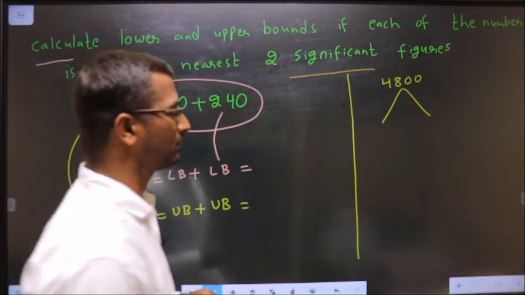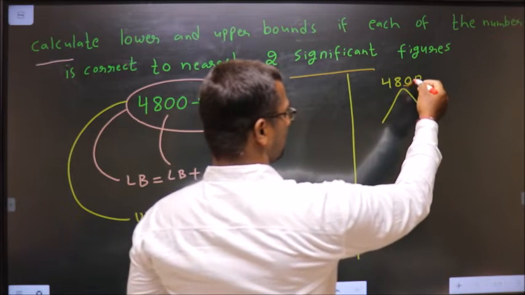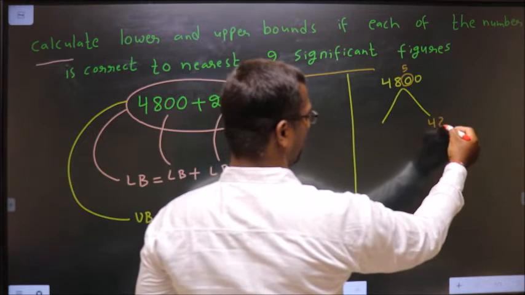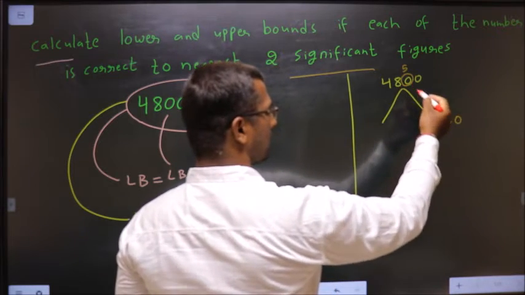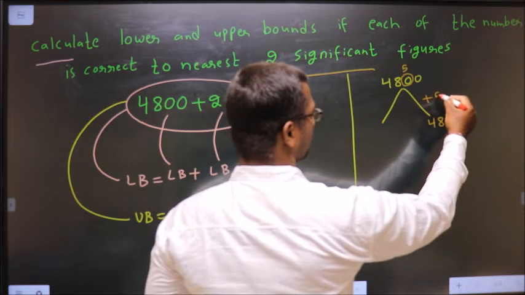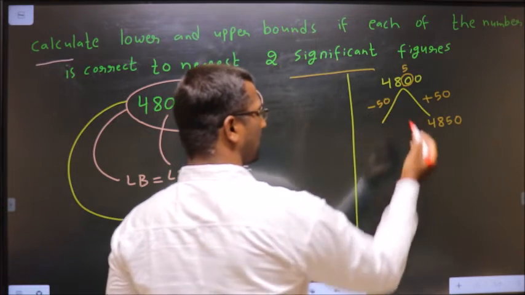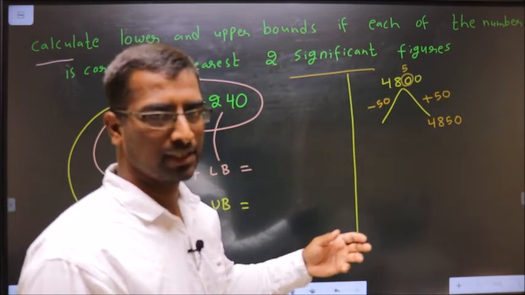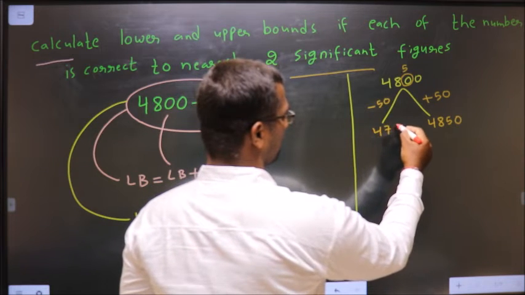See here. For me to make this into three significant figures, here the number should be 5. It should be 4850. So what should I add such that it becomes this one? It is 50. So whatever you are adding, you should subtract also the same thing. Rule: whatever you add, subtract the same number. So if I subtract, I get 4750.